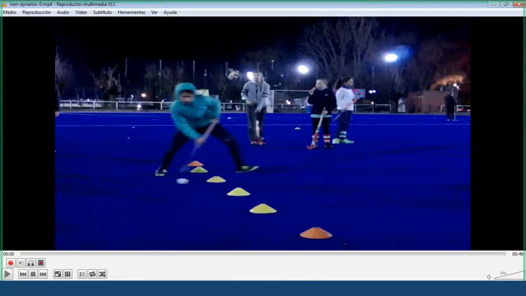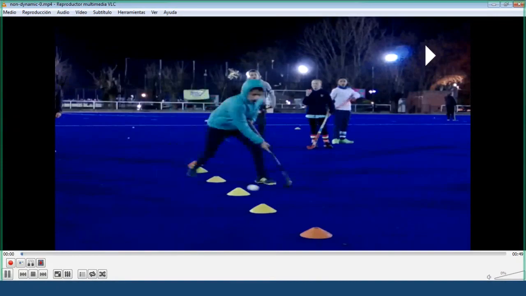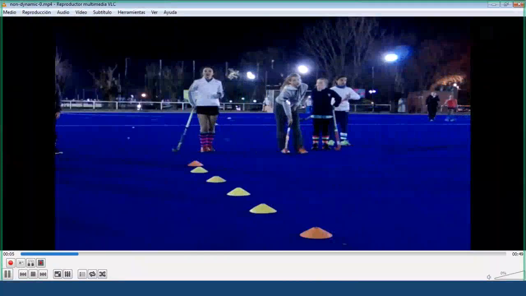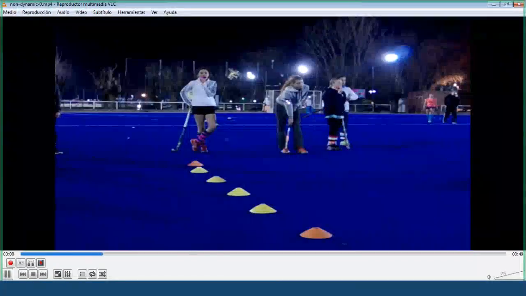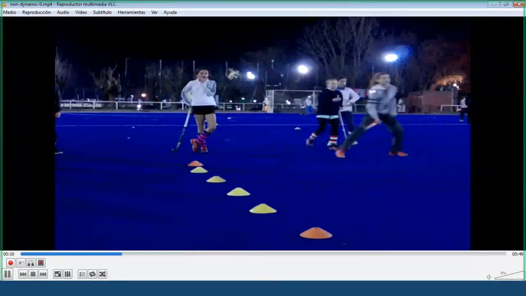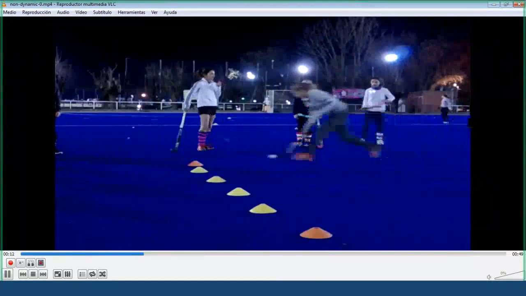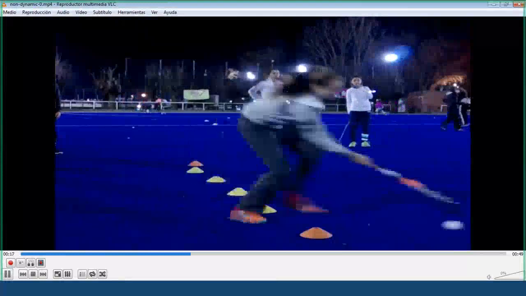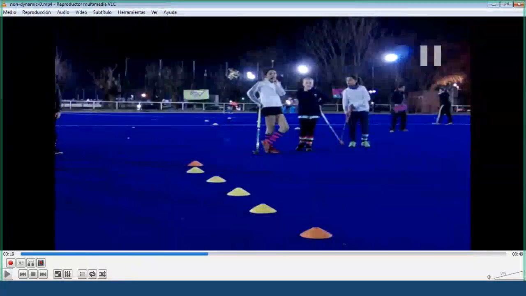So this is a very simple exercise, just a player drilling through the cones, turning around, passing the ball back to the line, and starting over the exercise. So we're going to start from this player that is collecting the ball. We have 4 players waiting, 1 player executing the drill. So 1, 2, 3, 4 seconds it took her to execute what the drill was demanding from them. And now she has to turn around and pass the ball.